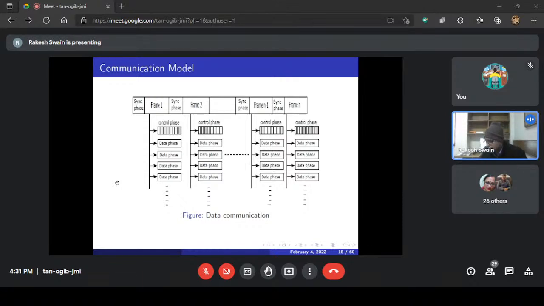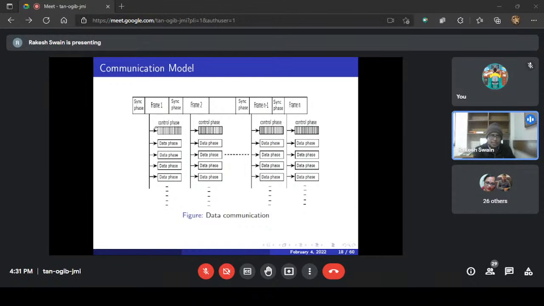Here I am using a multi-channel MAC protocol for communication. Here is my synchronization frame; this is actually a combination of the CSMA and TDMA based approaches, the carrier sense and the time division based approach.